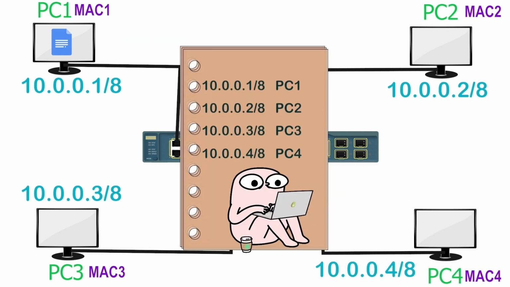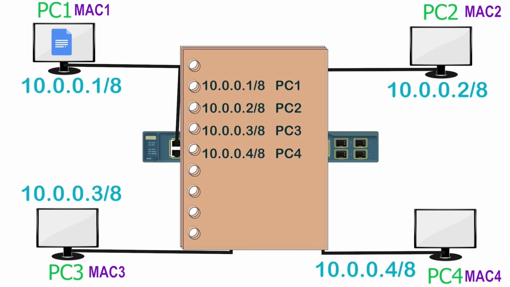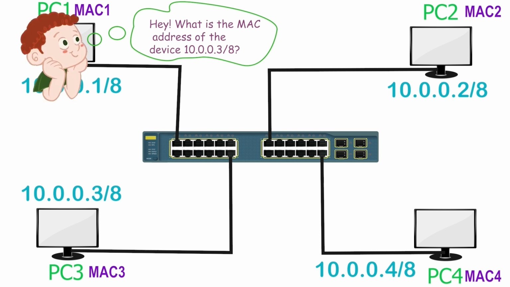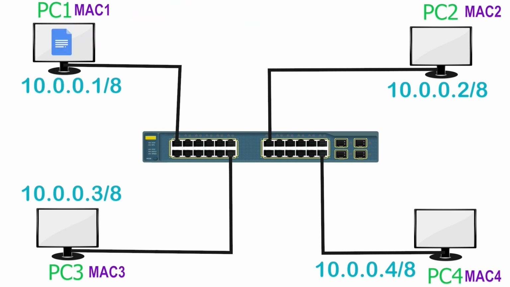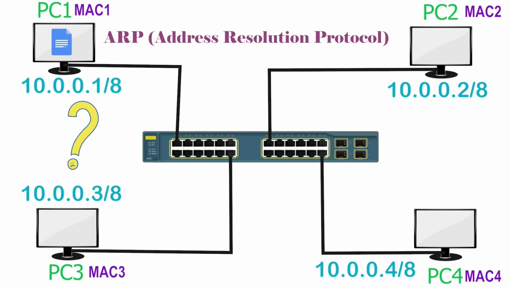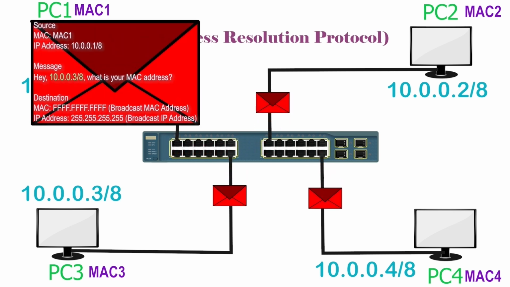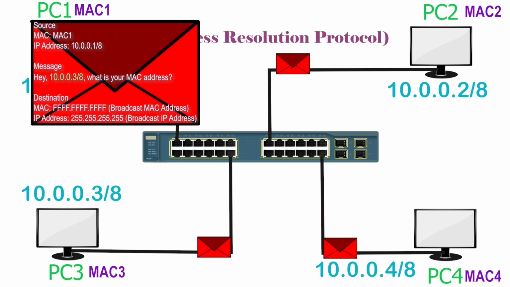For this video, let us assume that the administrator created entries in the host's file of all PCs. From the host's file entries, PC1 learns that PC3's IP address is 10.0.0.3/8. After knowing PC3's IP address, it needs to know the MAC address of PC3. It uses the ARP protocol to learn the MAC address of PC3. ARP protocol uses a simple mechanism to know the MAC address of the given IP address. It sends a broadcast message to the network, assuming the device with this IP address will listen and reply. The broadcast message includes the source's MAC address, IP address, request message, and intended device's IP address.